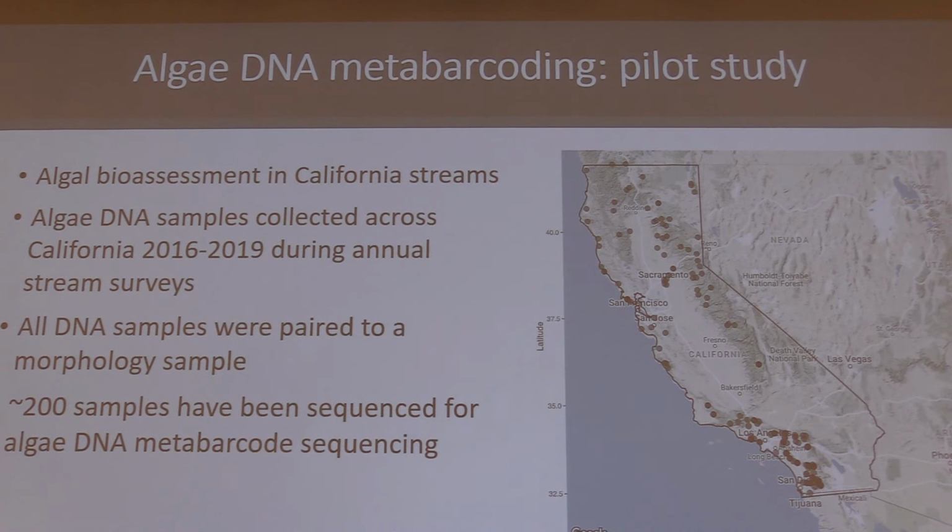Over the past 3 years, or 3 sampling seasons, DNA samples for algae have been collected during the bioassessment campaigns all throughout California. And so hundreds of samples have now been collected alongside the traditional morphology samples that always get collected in our wadeable streams. Now we have sequenced about 200 of these samples to begin to do some of that primer comparison and compare how different DNA barcode regions perform when it comes to identifying the algal communities that are present in our samples.